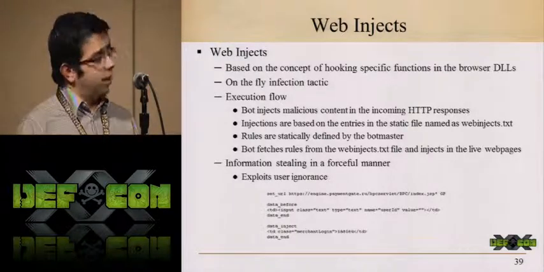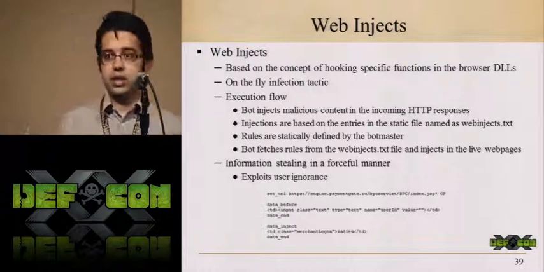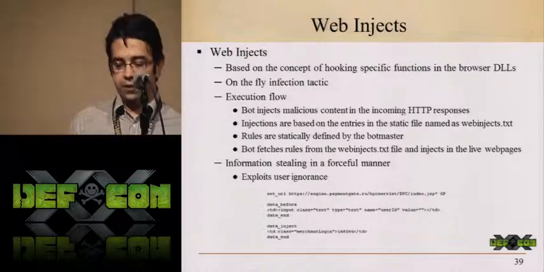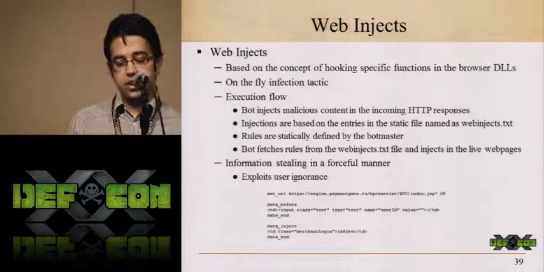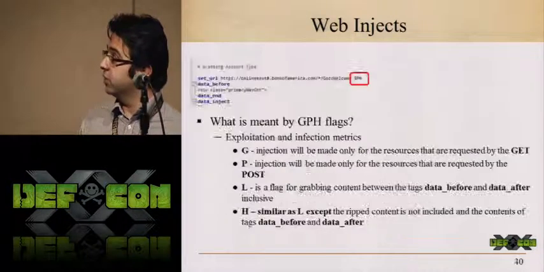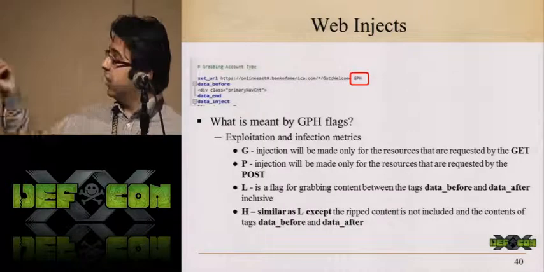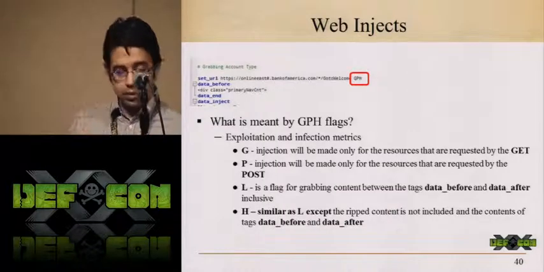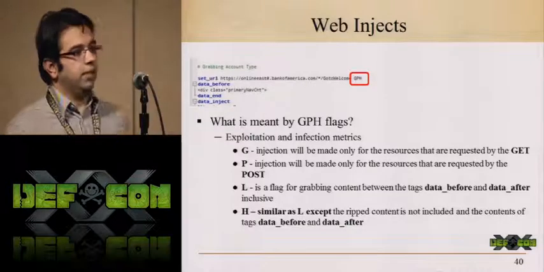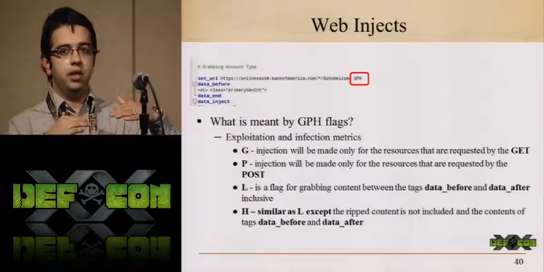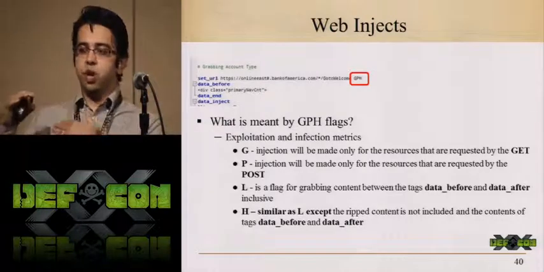But this is a really interesting technique, and we haven't found any good defense, though our team is working on it, and let's see if we can come up with some defense for web injects or not. And that gives you an idea of how the example looked. So set URL, data before, data inject, and data end are parameters in the web injects file. They are used to construct one rule.